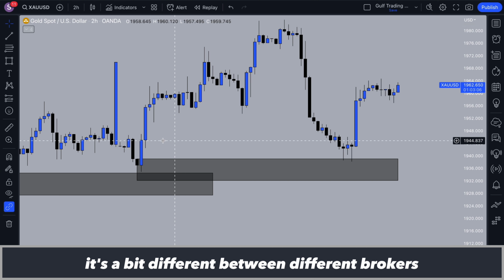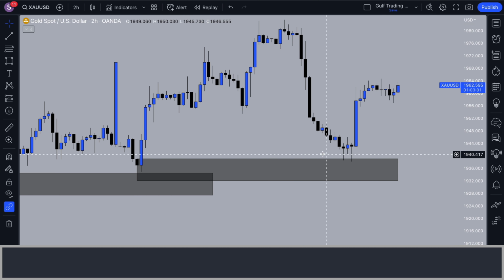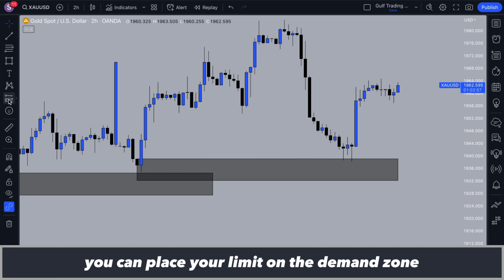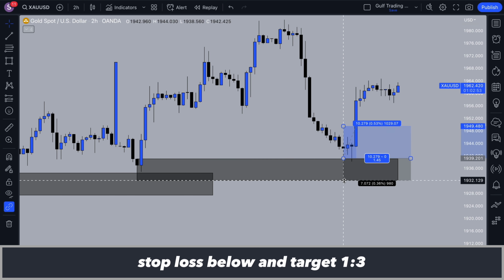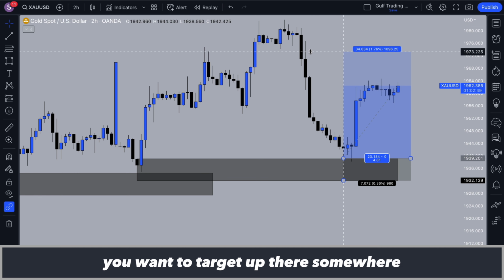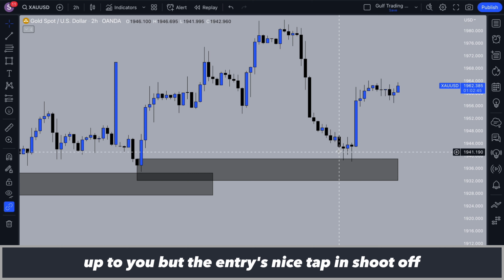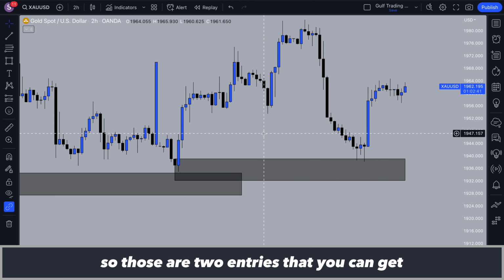Again, it's a bit different between different brokers, but I'll check on ACAP as well. As you can see, taps in nicely and then shoots off. Again, you could place your limit on the demand zone, stop loss below, and target 1 to 3. It's already hit. If you want to target up there somewhere, 1 to 5, again, up to you. But the entries, nice tap in, shoot off. So those are the 2 entries that you can get.